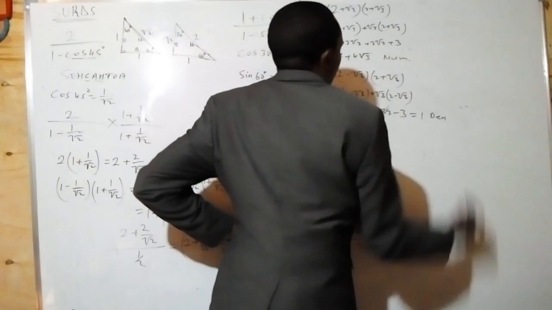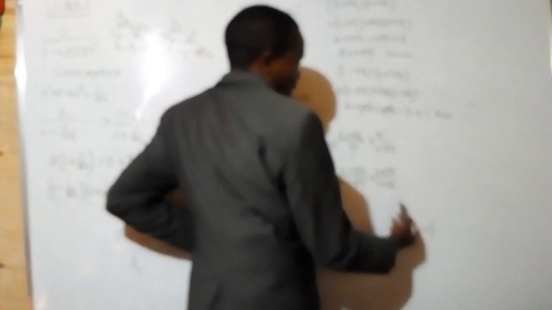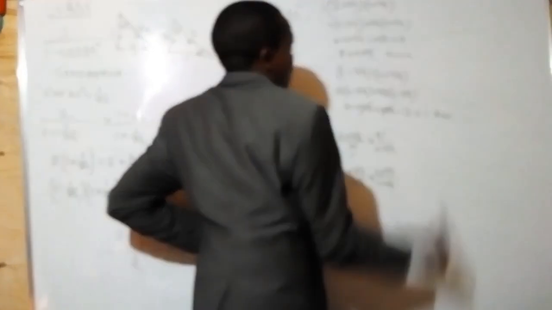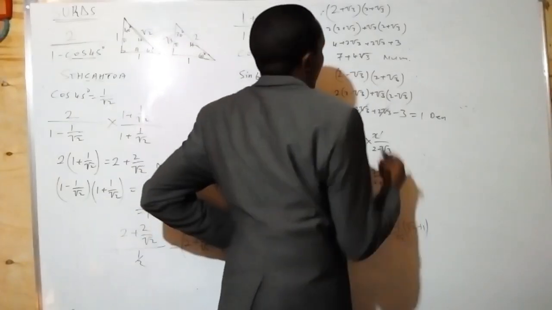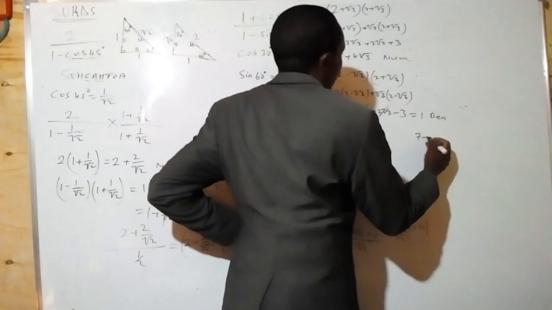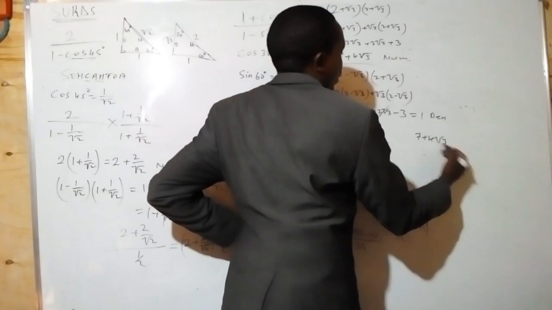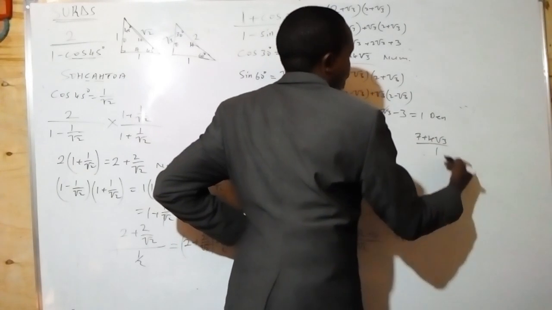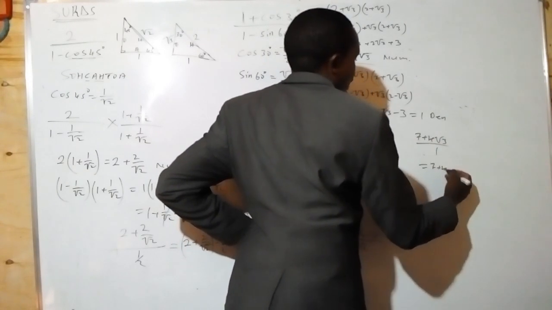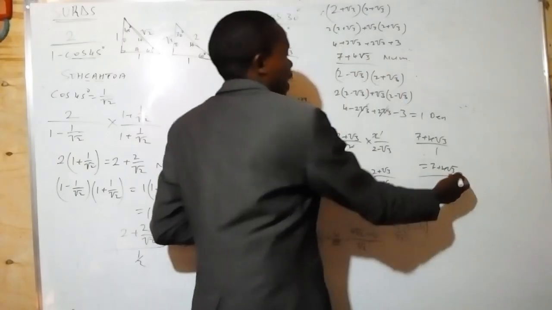You can combine the two. The final answer, remember you have come from here to the other side, to the upper side. You combine the two: 7 plus 4 root 3 all over 1. And your answer is 7 plus 4 root 3. Yes, that is the correct answer.